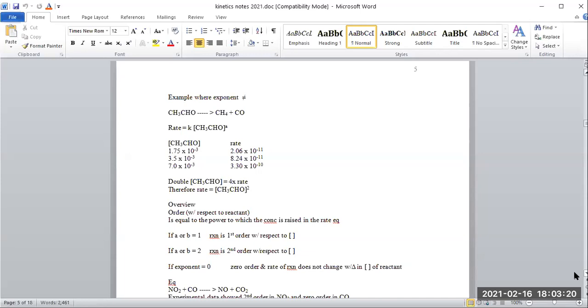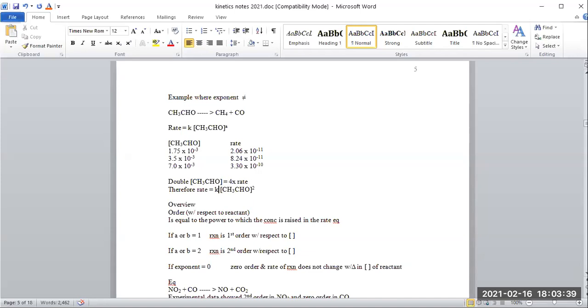And actually, I just suddenly realized I left out my K. It's supposed to be rate equals K times CH3CHO to the 2. Yeah, I neglected my K. The K doesn't actually go away. So it's things you need to think about.